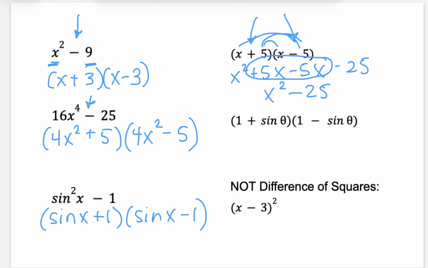So similarly, on the second one, we can see that we have the plus and the minus, and we have the same first and second term. So that would turn into 1 minus sine squared of theta.